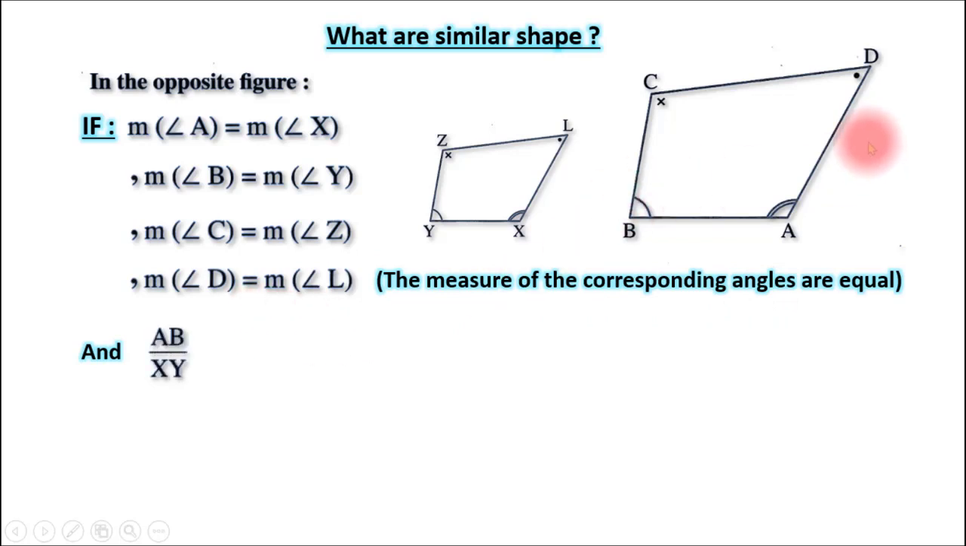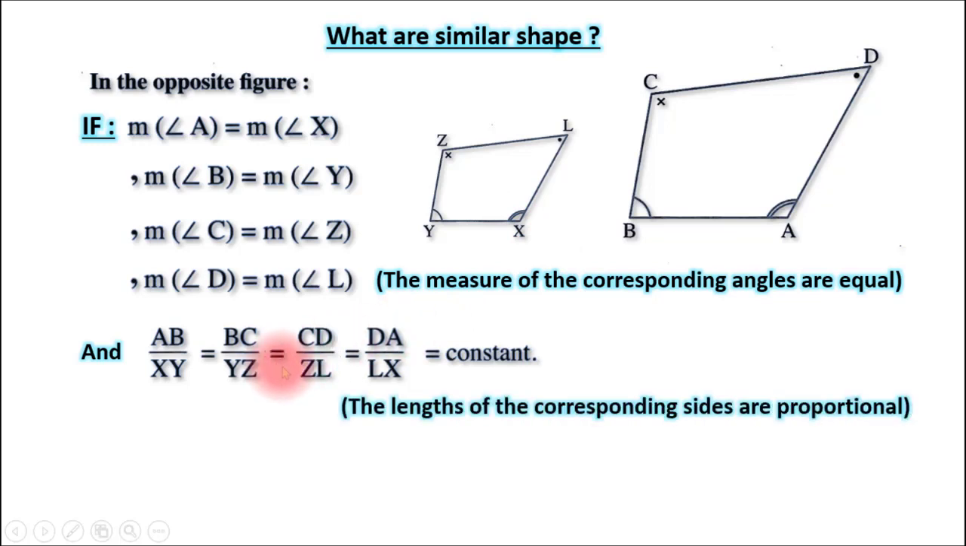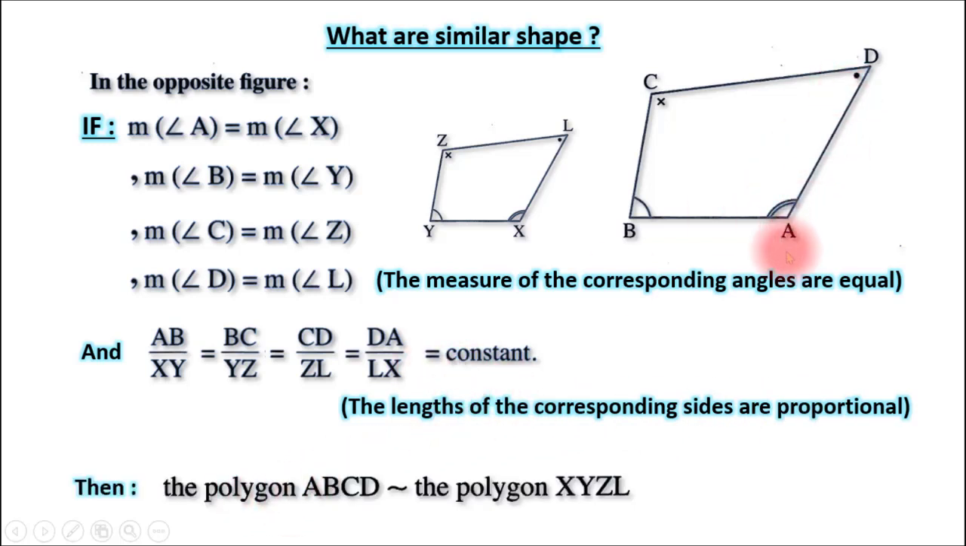And also if the length of AB over XY equals BC over YZ equals CD over ZL equals DA over LX equals a constant number, then the lengths of the corresponding sides are proportional, have the same ratio. Then the polygon ABCD is similar to polygon XYZL, with the sign of similarity.